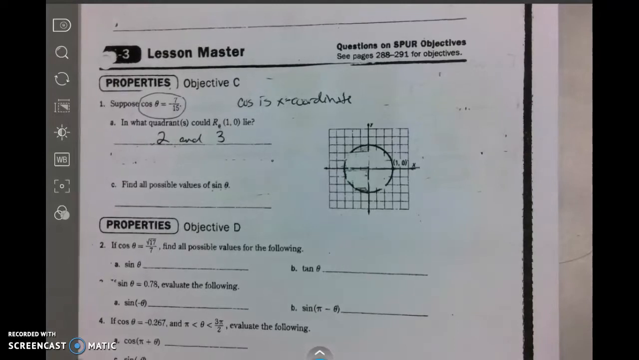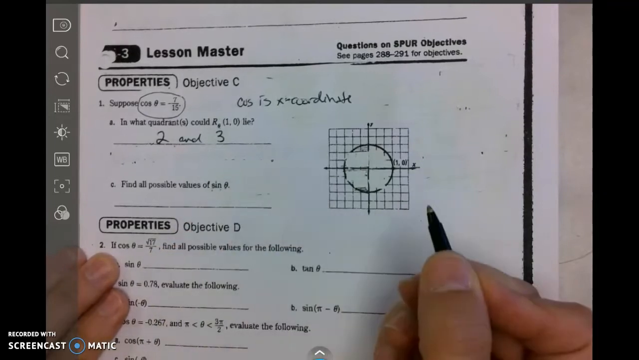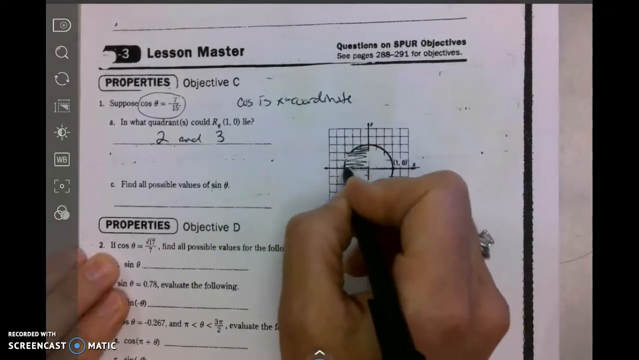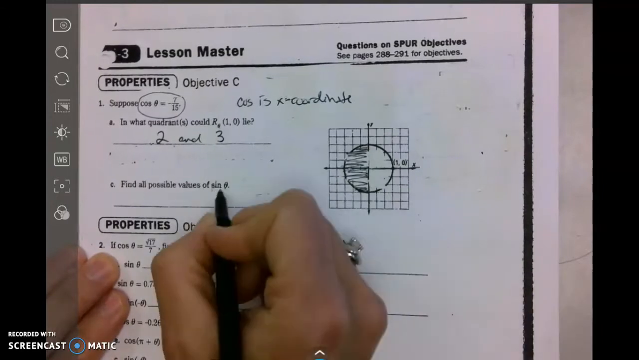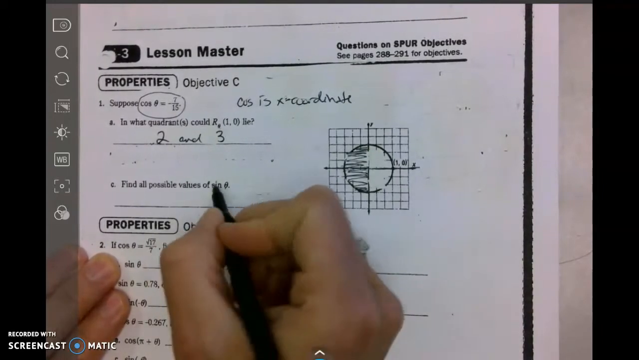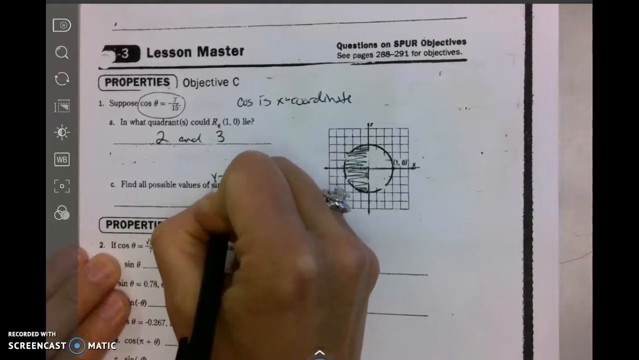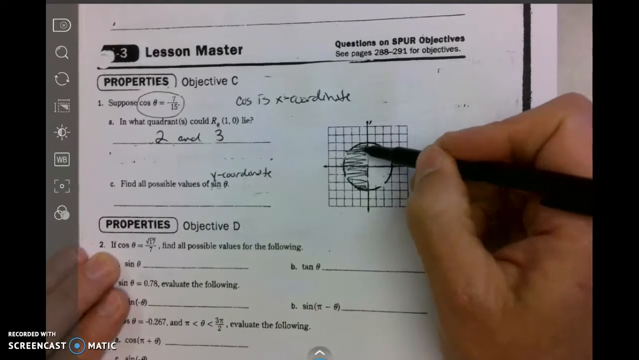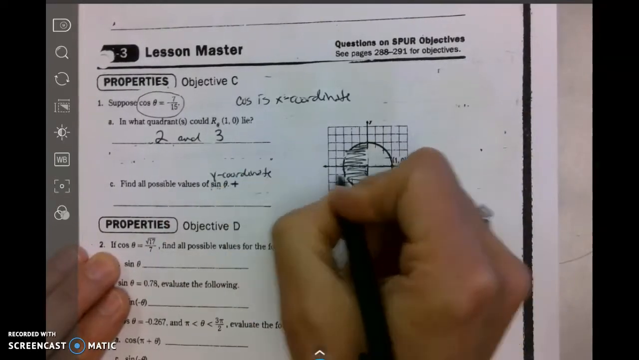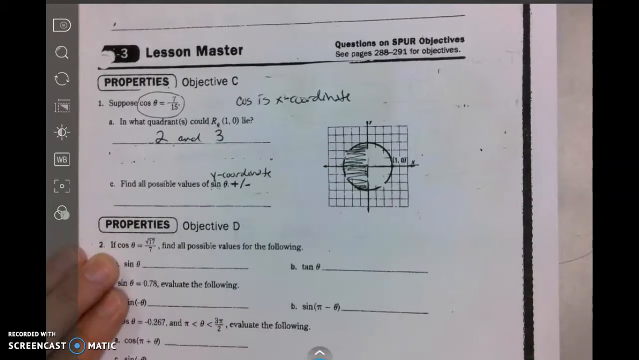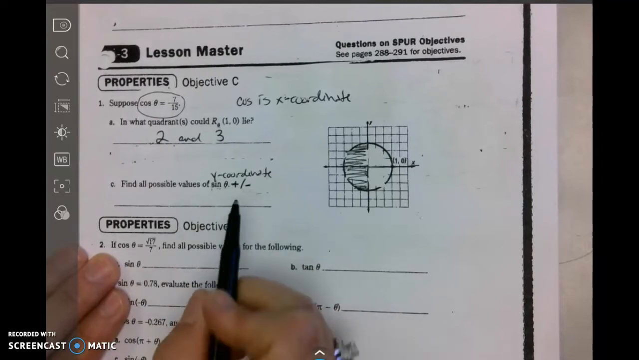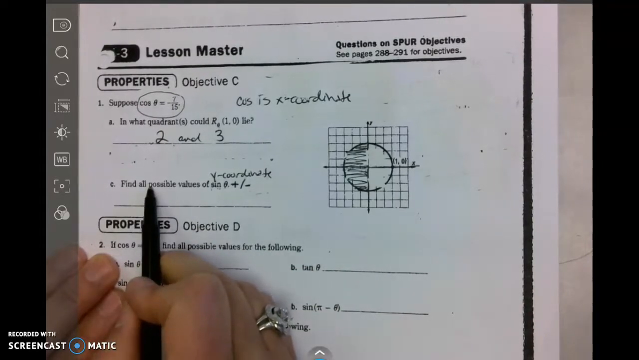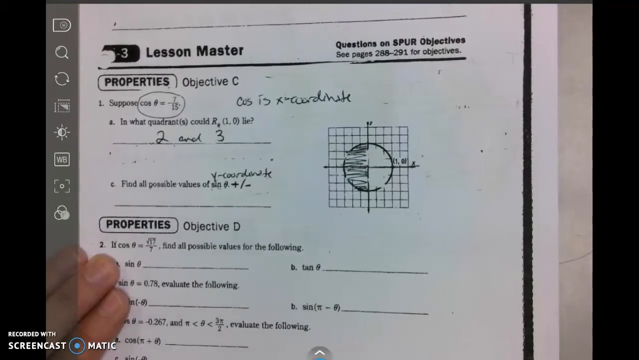Then it asks me to find all possible values of sine of theta. When I'm in quadrants 2 and 3, I need to think about the sine here. Sine is the y coordinate. My y coordinate up here is positive, and down here is negative. So my final answer for sine is going to be plus or minus. Got to remember that.